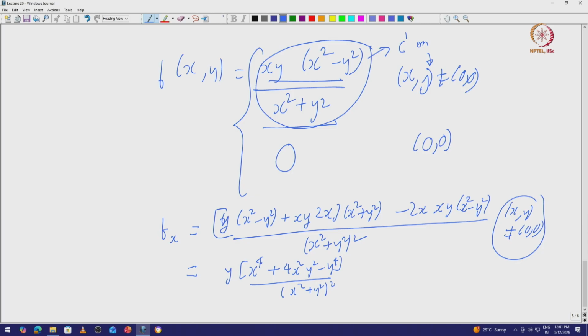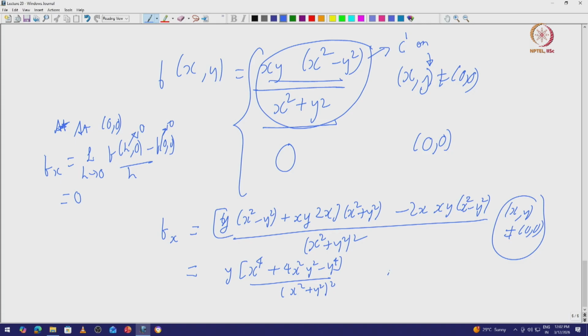Sure it does at (0, 0). What is the partial derivative? Does it exist? Well, it's simply the limit as h goes to 0 of f of (h, 0) minus f of (0, 0) divided by h. But when y equals 0, this is automatically 0. So the partial derivative is 0. Okay.